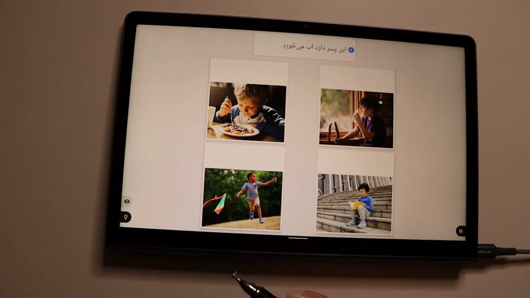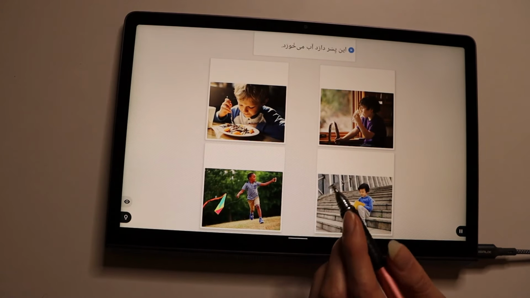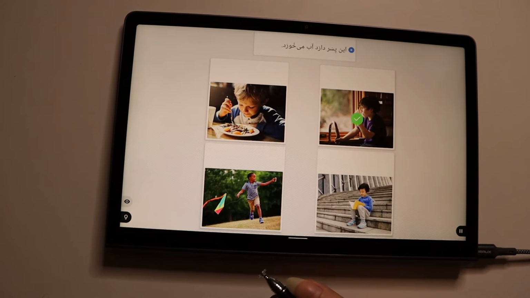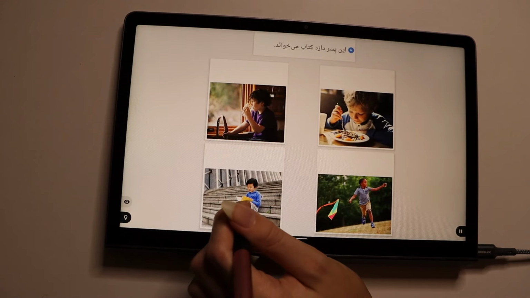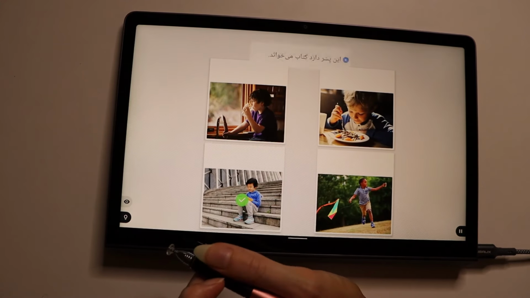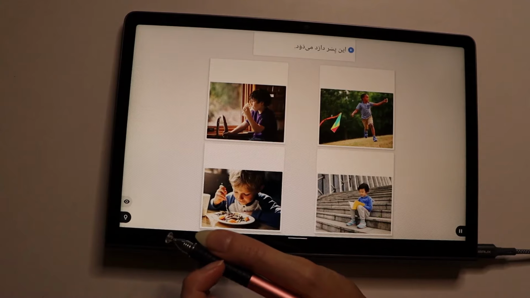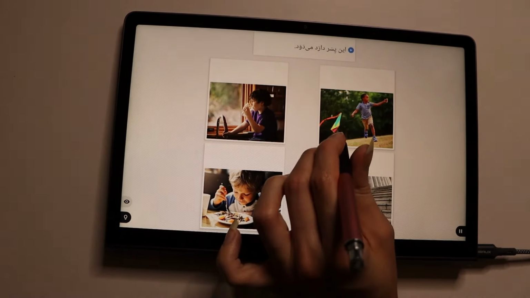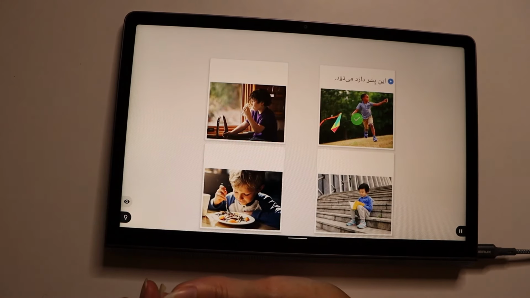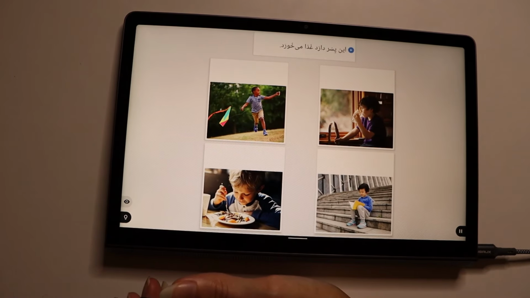این پسر دارد آب میخورد. A boy drinks water. این پسر دارد کتاب میخوند. A boy reads a book. این پسر دارد میدود. This is a boy runs. این پسر دارد غذا میخورد. This is eating.